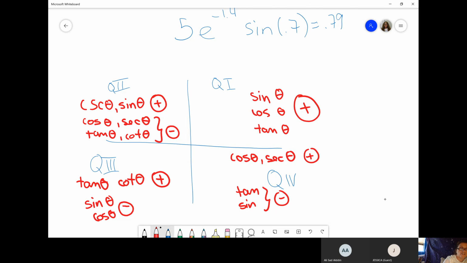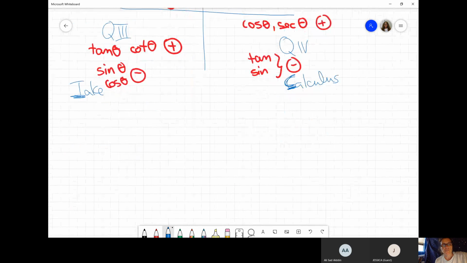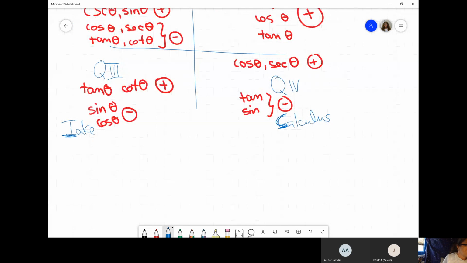The mnemonic that I learned in school at some point: ALL means All Students Take Calculus. So A for all, S stands for sine, T for tangent, C for cosine. This is a mnemonic for just the trig functions that are positive. Very important if you're listening to this. All Students Take Calculus. There are some problems in the book.